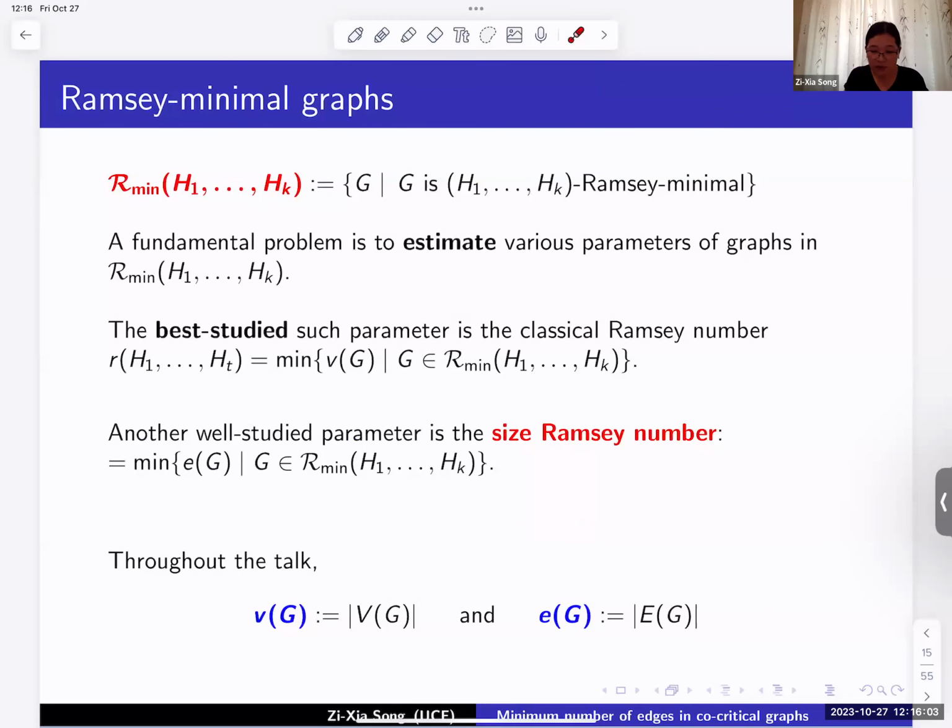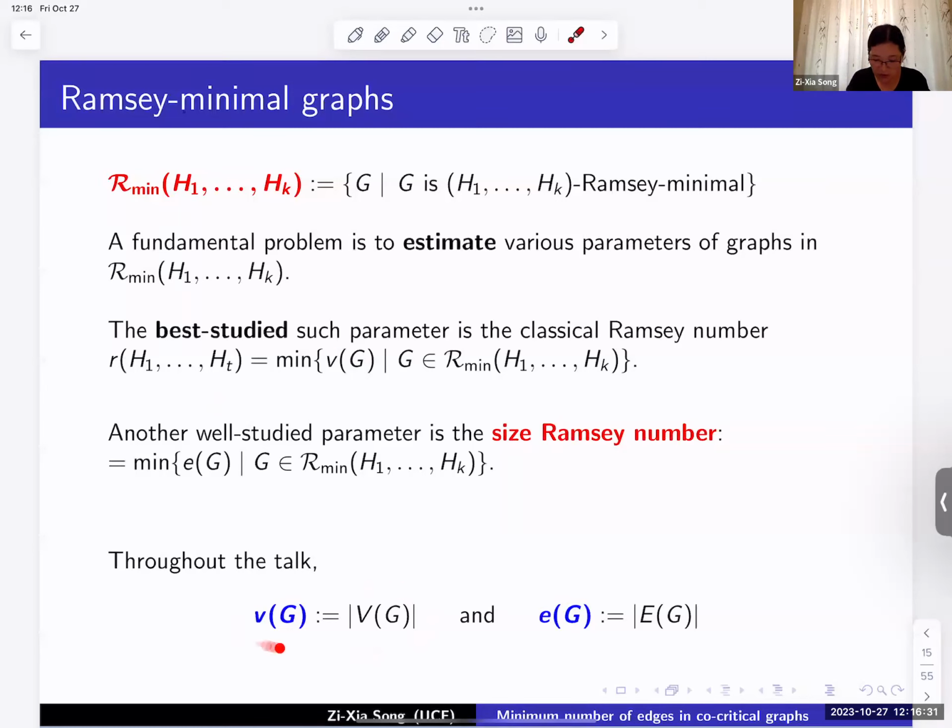And if you put all these Ramsey minimum graphs together into a set, this is the definition here. Now this family of graphs is very well studied. I mean, a lot of questions have been studied on this family of graphs. The first parameter would be the Ramsey number, right? You are looking for the graphs in this family with the minimum number of vertices.